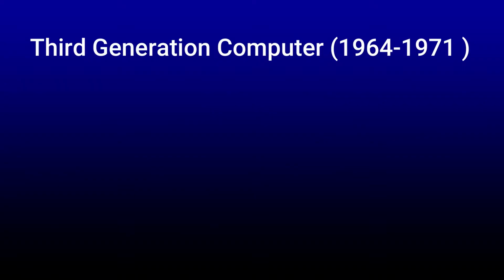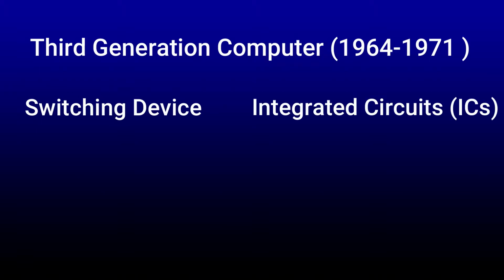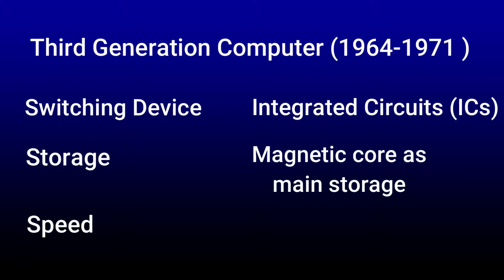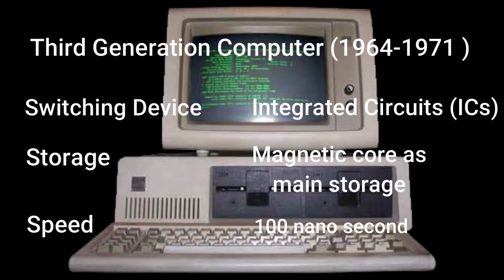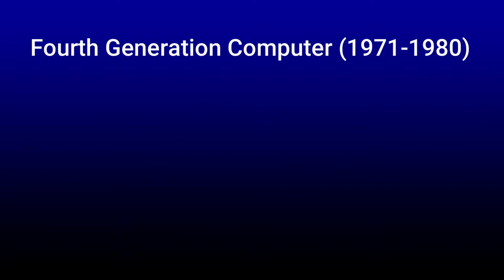It starts from 1964 to 1971. The third generation computer uses integrated circuits. Compared to the first and second generation computer, the third generation computer consumes less amount of power. Next is the fourth generation computer, which starts from 1971 to 1980.